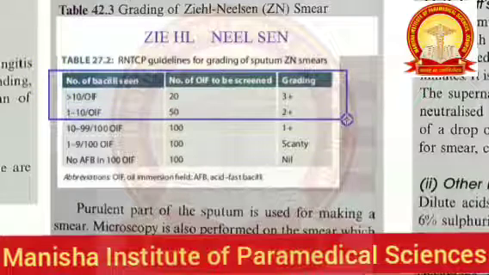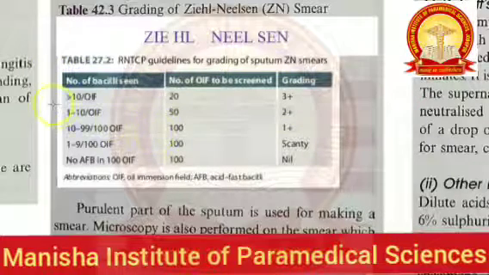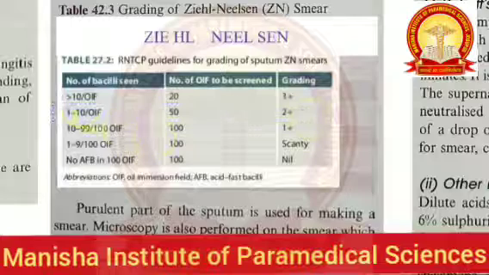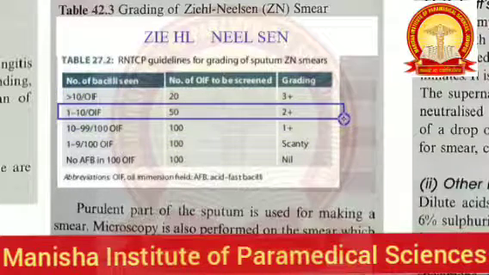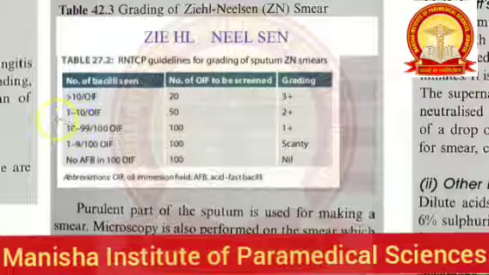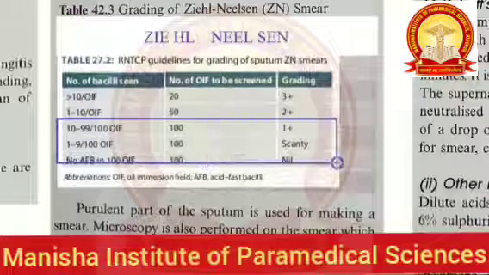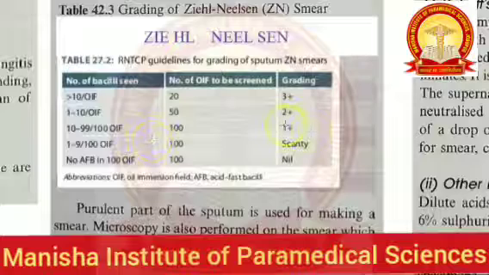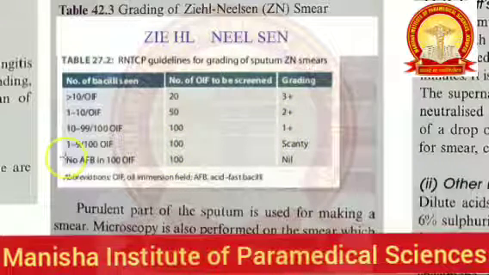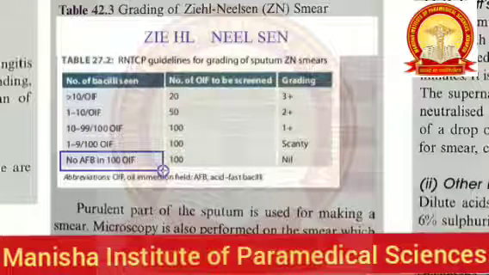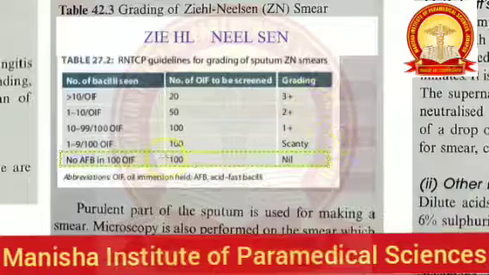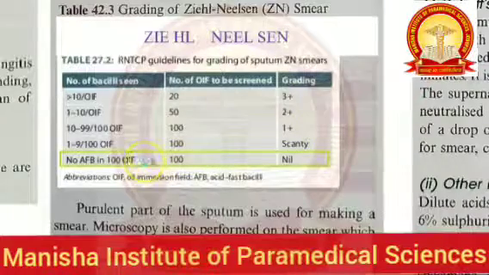You can remember at least 20 fields you will do. If it is greater than 10 bacilli per field, you will grade it as 3+. If you are getting 1 to 10, you have to screen 50 fields and you will grade it as 2+. And if there are not that many bacilli, you have to screen 100 fields, and based on that, you will grade it as 1+, scanty or nil. Nil will be no AFB in 100 oil immersion fields. There is no AFB, so you will grade it as nil. Okay.